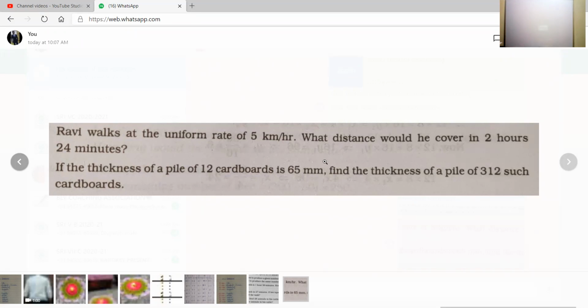And question 6, the answer is 1 meter 69 centimeters. That means 169 centimeters. Sir, 1690 millimeters. Yes, that is also correct. 169 centimeters is the answer of the last question, question 6. Sir, my answer is correct.